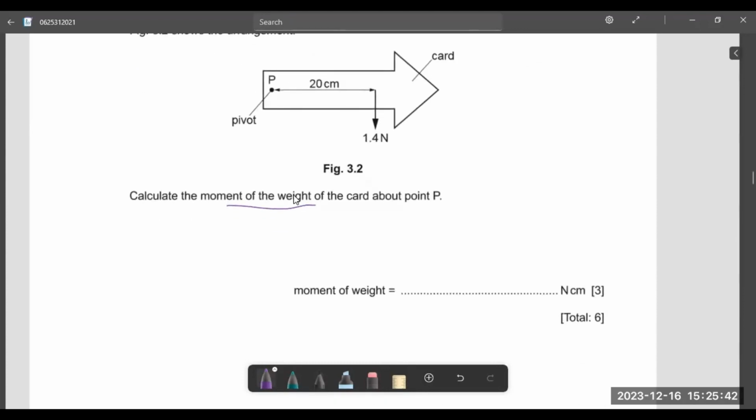So moment we already know, that is weight or force times the perpendicular distance from the pivot. Here the weight is given as 1.4 Newton and the distance is given as 20 centimeters. So the answer will be 1.4 into 20, that is 28 Newton centimeter.